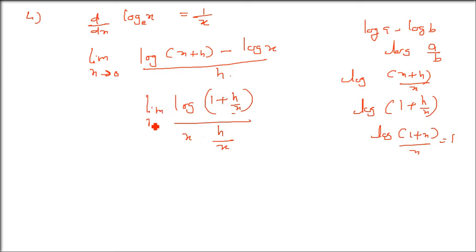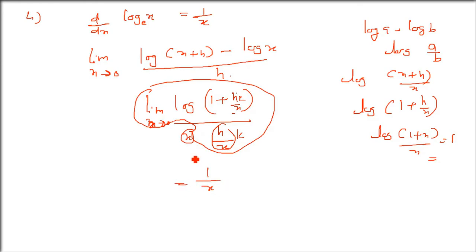So now if you apply the limit h tends to 0, this whole is going to be what? If you take log (1 plus k) by k, this is 1 if k is tending to 0. So this is going to be 1. Only 1 by x is remaining. So this 1 by x is the answer here.